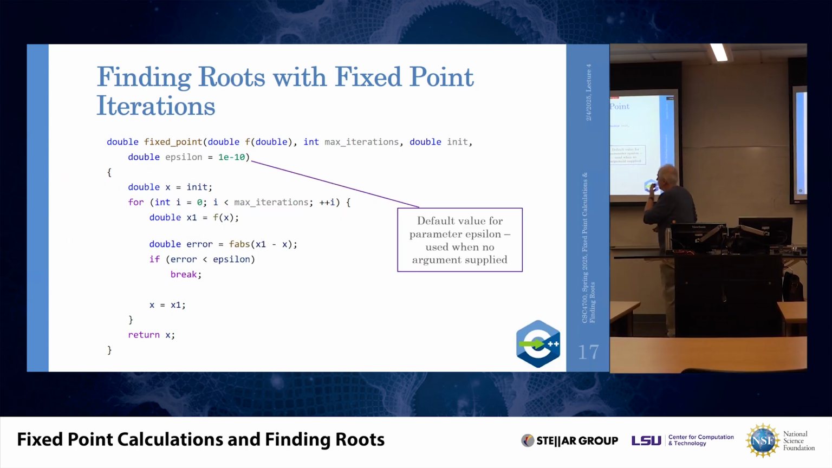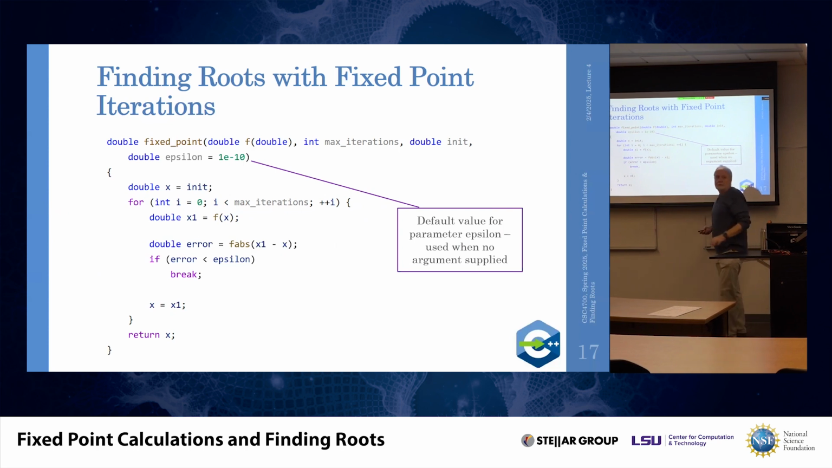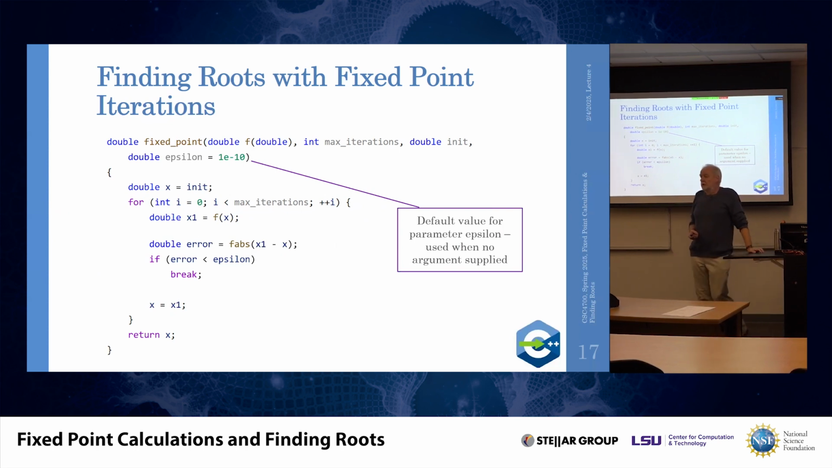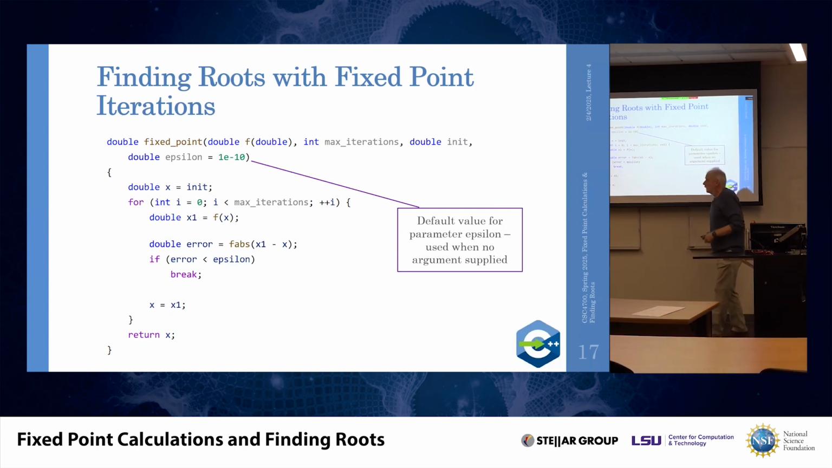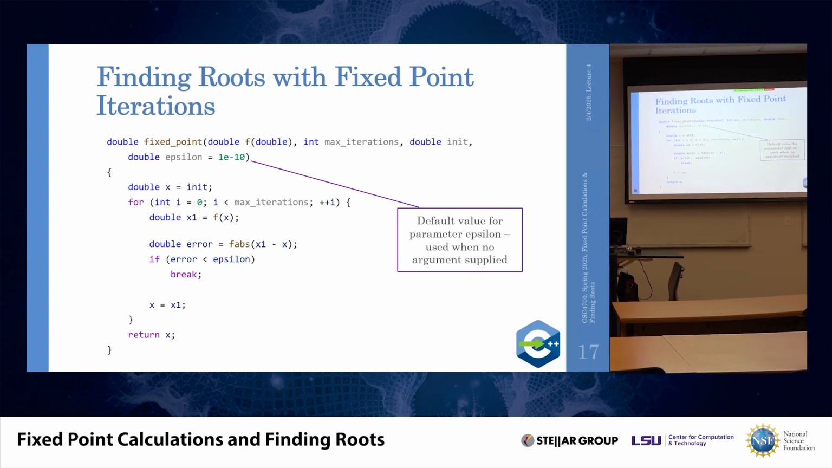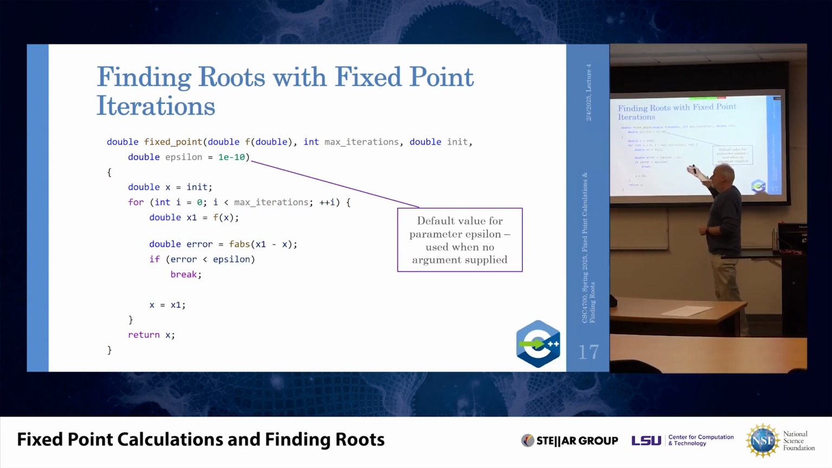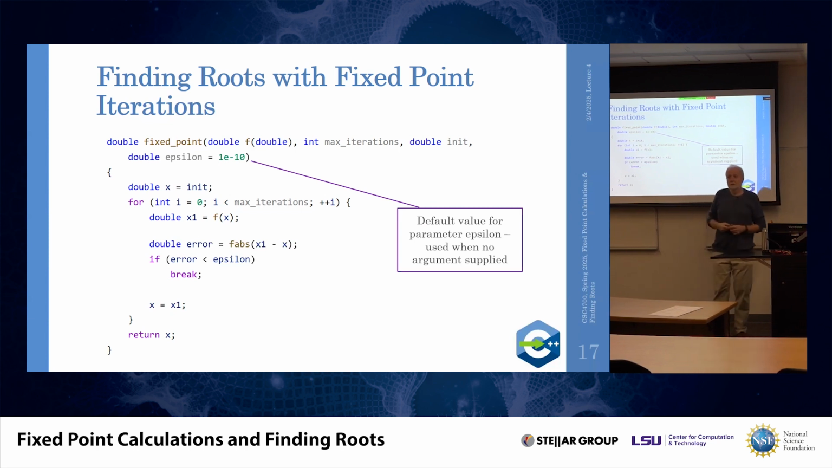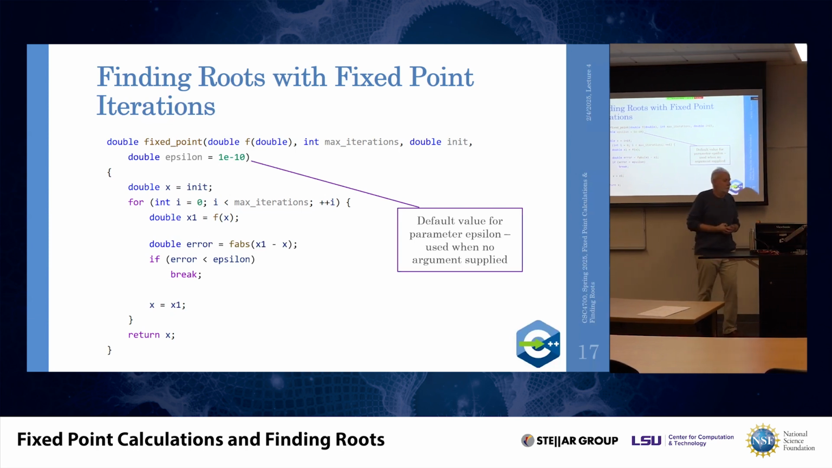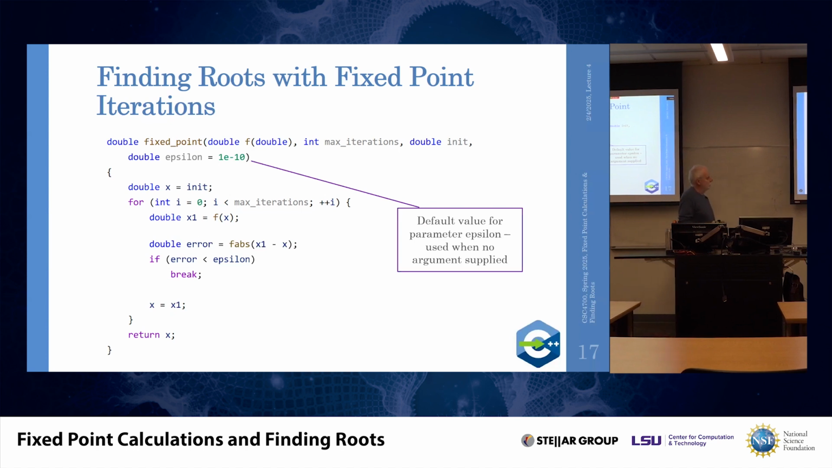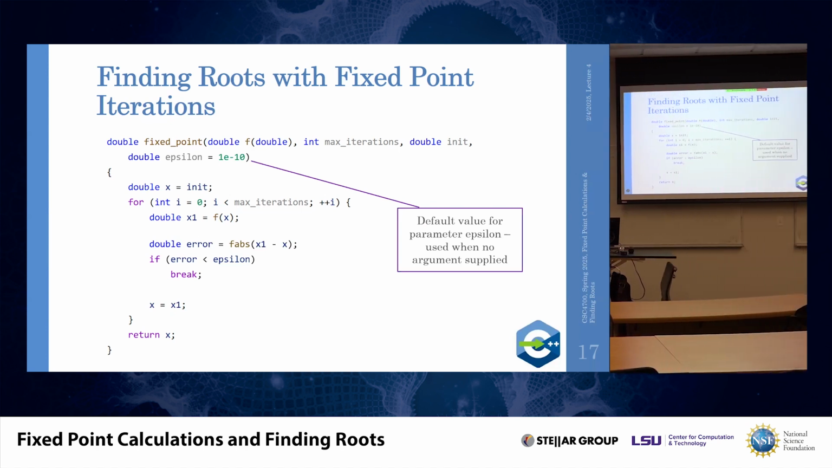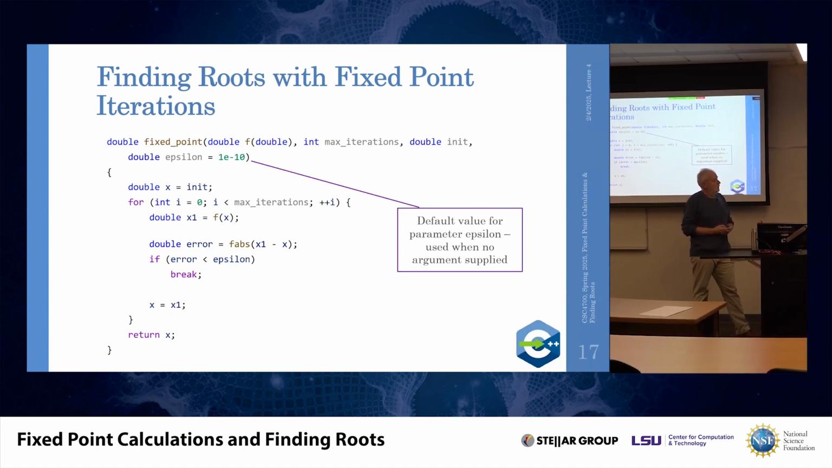Please note that I'm using a default argument for epsilon here, which in C++ means if the function or the algorithm fixed point is called with 3 arguments only, then 10 to the power of minus 10 is used as a value for the epsilon. But you can specify one, and then the specified one will be used. Something many languages have. Just wanted to introduce it in this context to give you an idea how you can do that with C++.